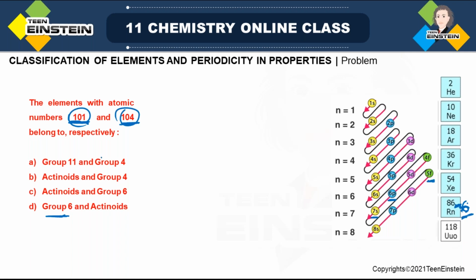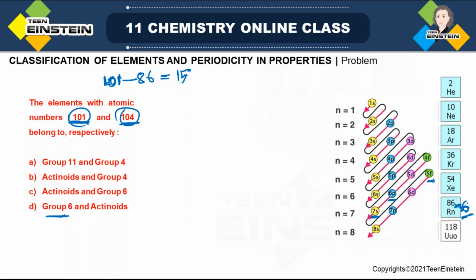Now for 86 and 101, you just have to check what number you get if you subtract this. Based on that, you will be able to understand in which orbital the electron is present. So it is basically 15. After Rn, 15 more electrons you have to place. In 7s you can place a maximum of 2, so that means 13 more electrons are left.